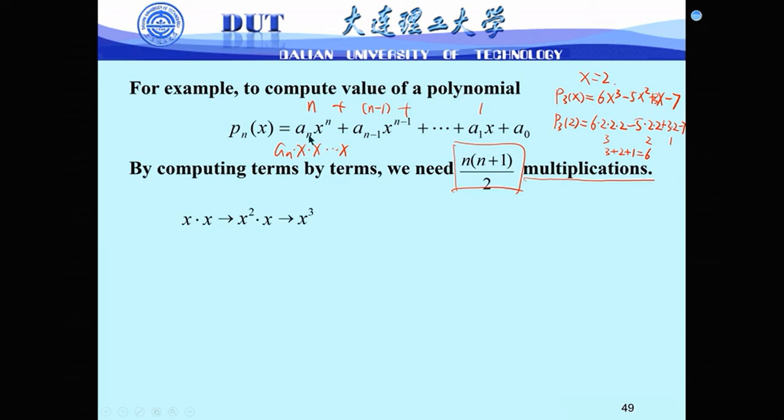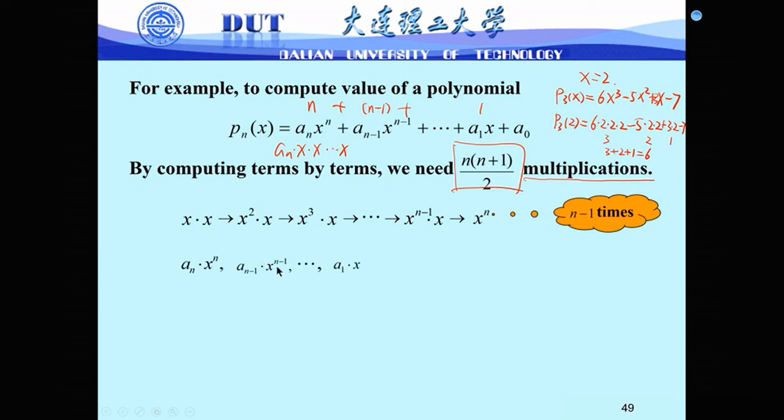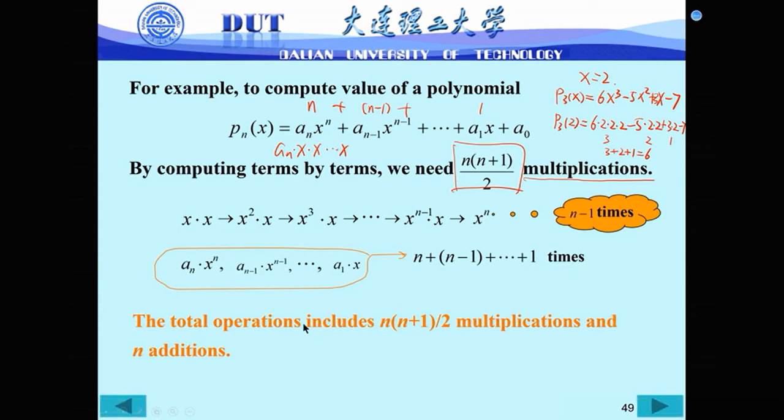Because if you compute the function value like this, one by one, you need multiplications, right? So for x to the power n, you need n minus 1 multiplications. And also don't forget, you need to multiply by an. Is it okay? And also for these terms, totally we need n times n plus 1 over 2 multiplications, and at last we need the plus operations, how many times? Okay, n additions. Is it okay for you?